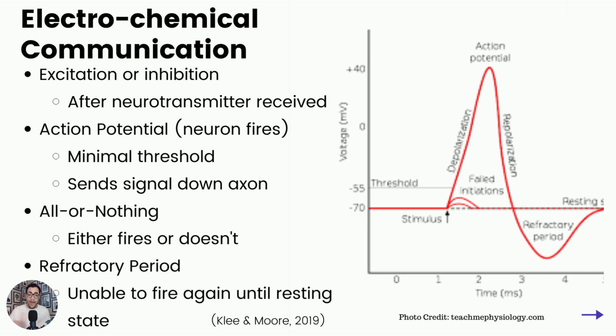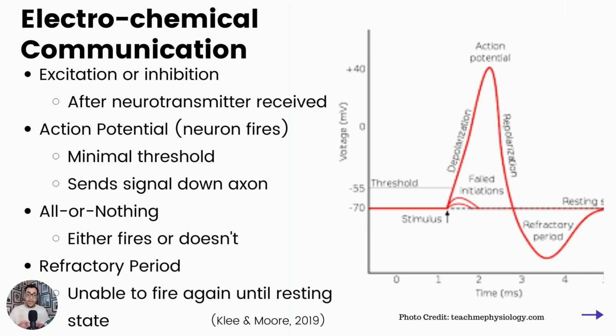If the neuron fires, that means it's excited and it has reached the minimal threshold that is needed in order for it to fire. Just like water has a boiling point of 100 degrees. Once it hits that, it boils. Action potentials have a certain charge that needs to hit for the neuron to fire. And when that occurs, it sends a signal down the axon, the long tube that we just discussed earlier.